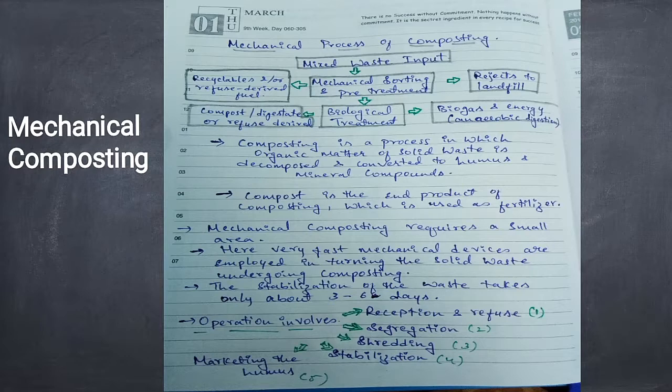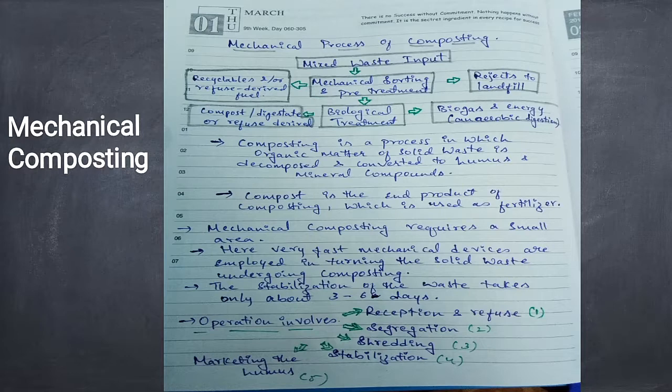If it is usable, it will be sent to the recovery or recyclable unit. If it is not, then it will be directly rejected, and it will be sent to the landfill site. If it is usable for recovery, they will send that particular thing to biological treatment.